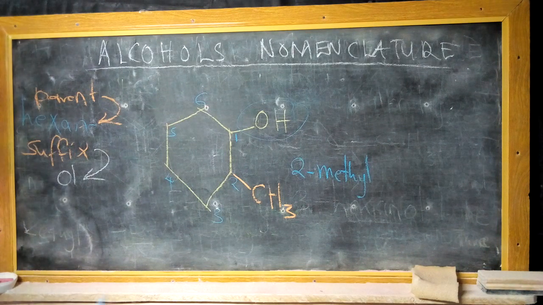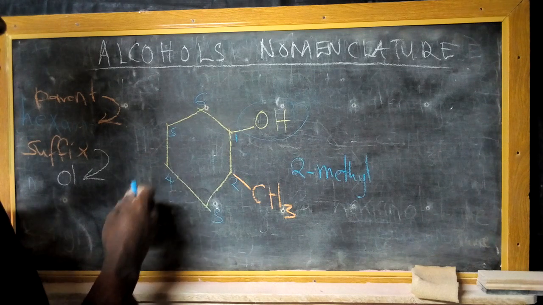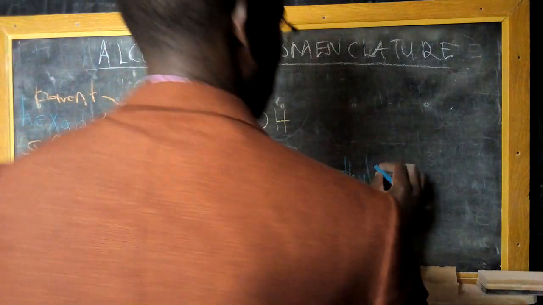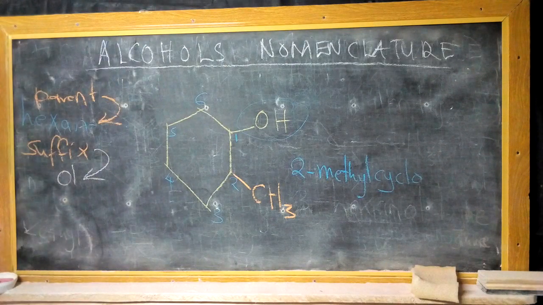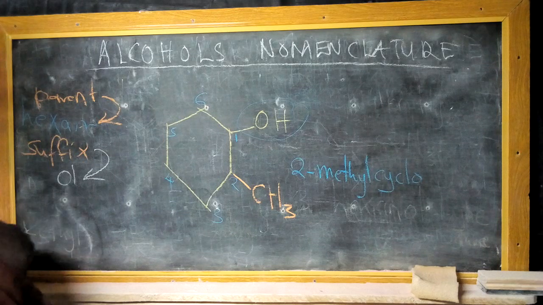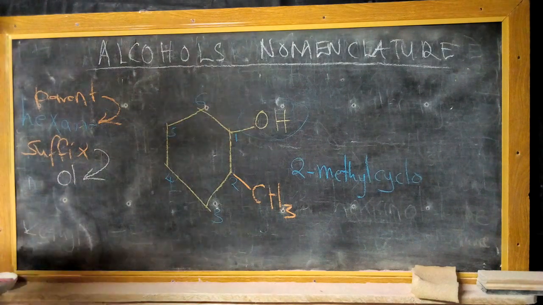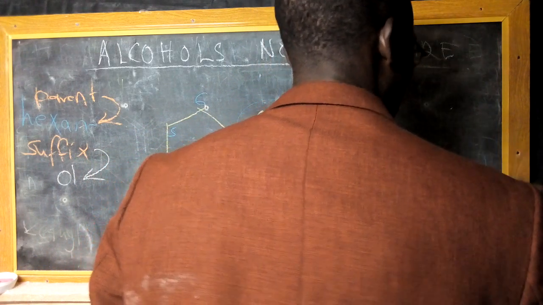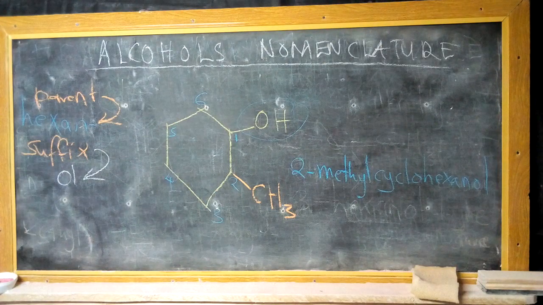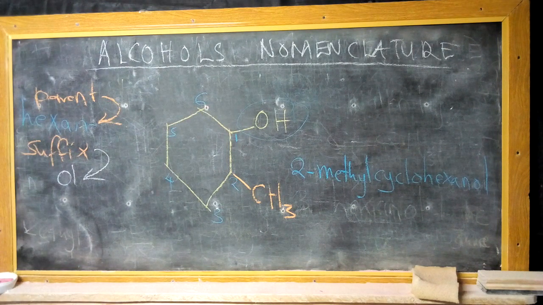And since this is a cyclic compound, we stated in the rules that whenever the compound is cyclic, the parent name will have to be preceded by the name cyclo. And then we shall conclude with the parent and the suffix. So it is 2-methylcyclohexanol, for 6 carbons. So that will be the name for that particular compound. I hope it's visible from that point.